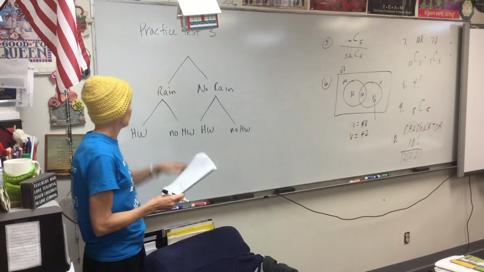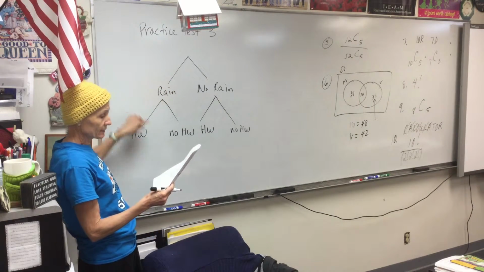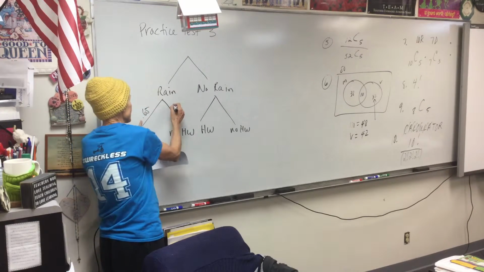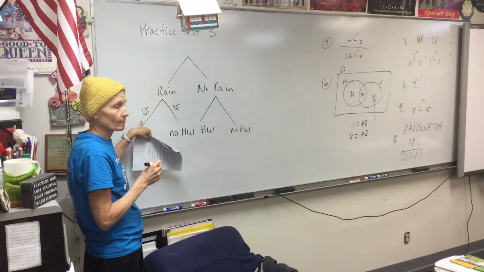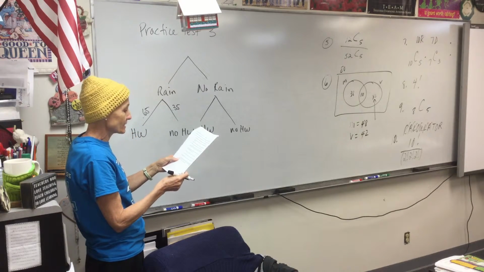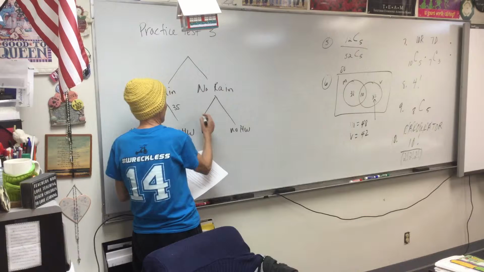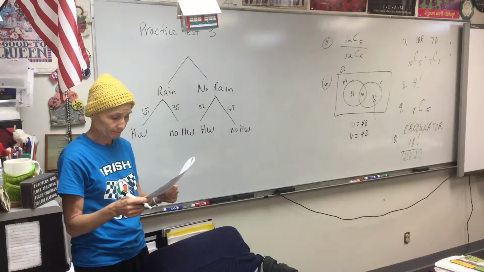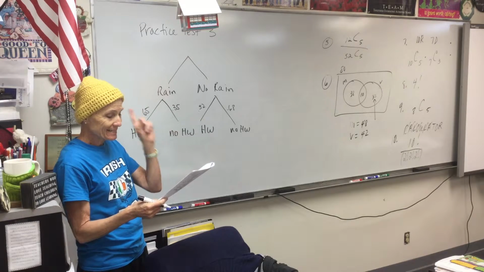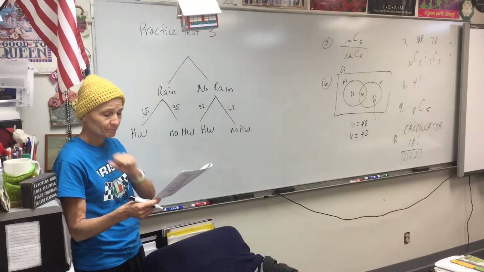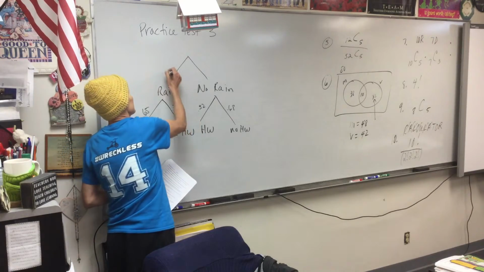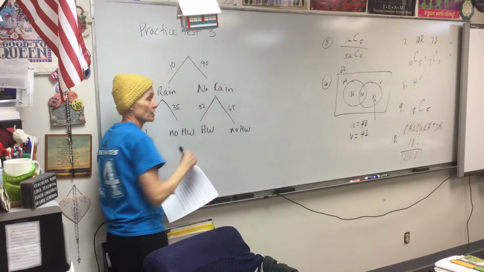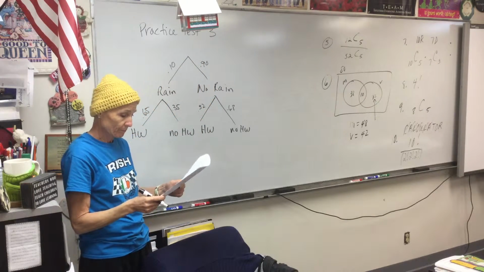If it rains, the probability Tim does his homework is 0.65. So that's a 0.65, and this would be a 0.35. If it doesn't rain, the probability is 0.32, which would be 0.68 for the no homework. There's a 10% chance of rain tomorrow. So there's a 10% chance it's going to rain, which means there's a 90% chance it's not going to.